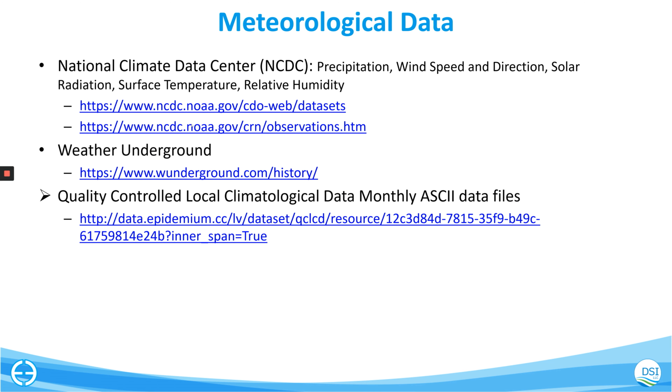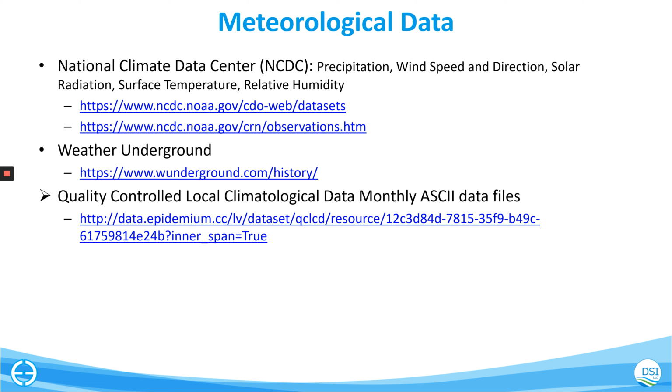NCDC, this is a great place to get atmospheric time series data. This is kind of my first stop when I'm looking to put together an atmospheric time series. CDO, this is the system where you can actually download data for specific observation stations. Usually those are most commonly at airports. Weather Underground is another potential source of data. And then, there are a number of sources which you can get weather data from.